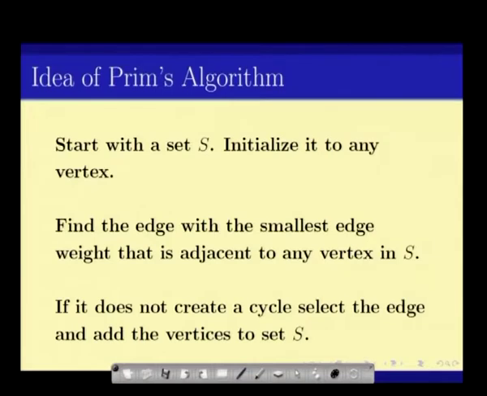So, this is the idea of Prim's algorithm. Let us take a short break now. After the break, we will see Prim's algorithm and analyze it.